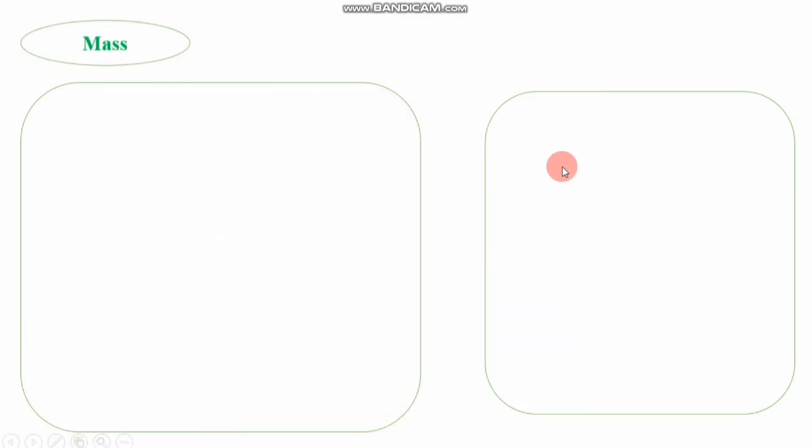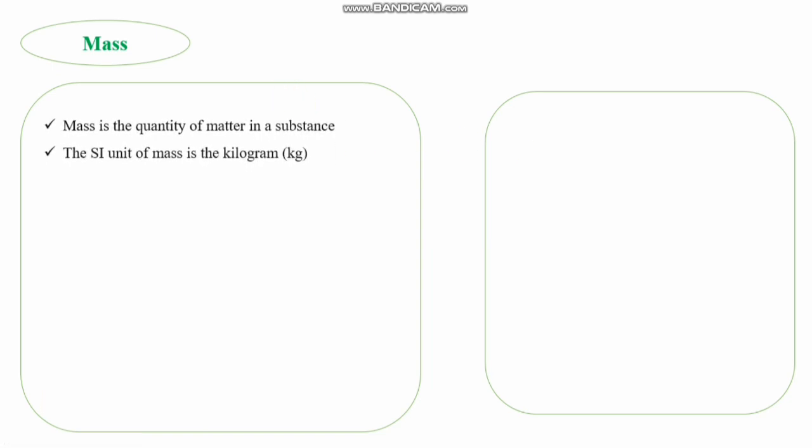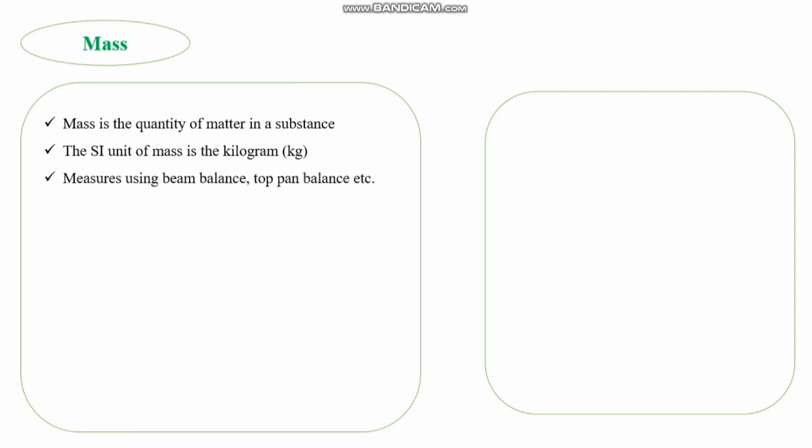Now let us look at another basic physical quantity, that is mass. Mass, you are all aware of what mass is. Mass is the quantity of matter in a substance. The SI unit of mass is the kilogram, small k, small g. So mass is measured in kilograms. So mass is measured using instruments. There is a grammatical error here. It is supposed to be measured. So mass is measured using beam balance, top balance, and among other instruments.